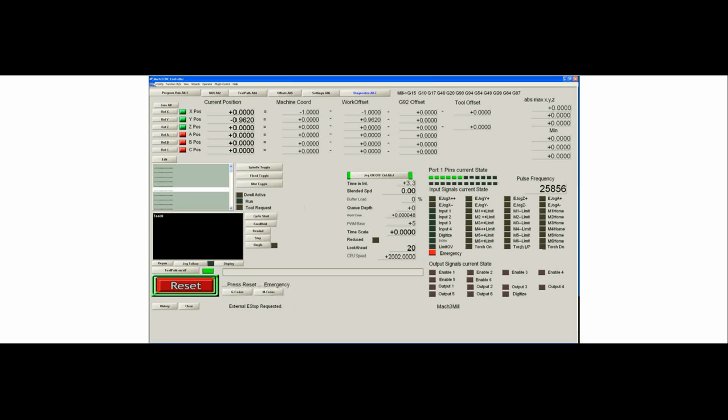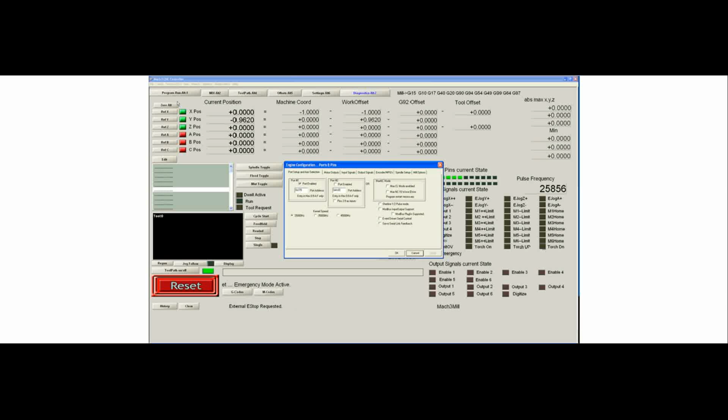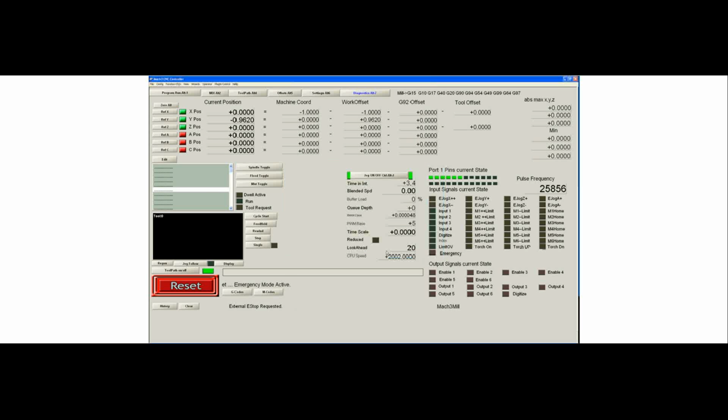If it's flashing and there is no emergency, then you simply need to go to ports and pins, input signals, slide down to the E-stop switch, and reverse the active low. This is true of all the signals in the system. If any signal is interfering with you or keeping you from being able to move, look at your diagnostics page. The diagnostics page contains important information.